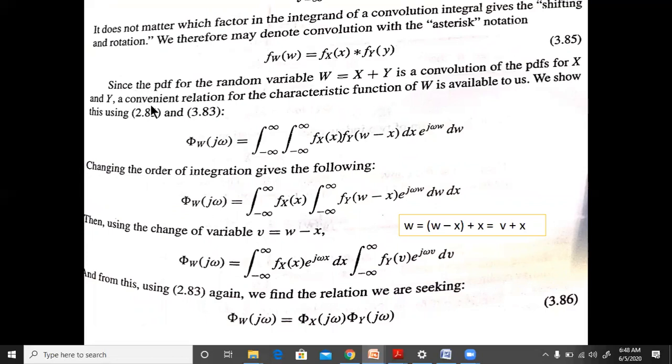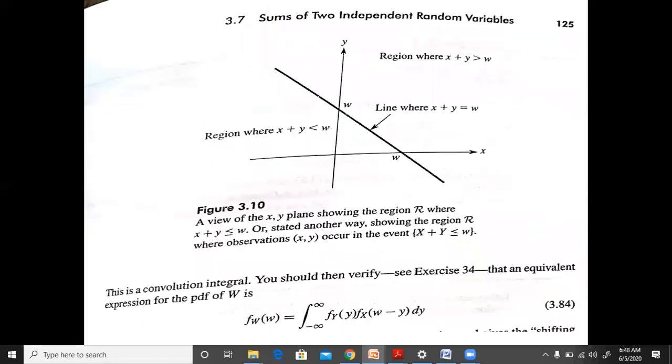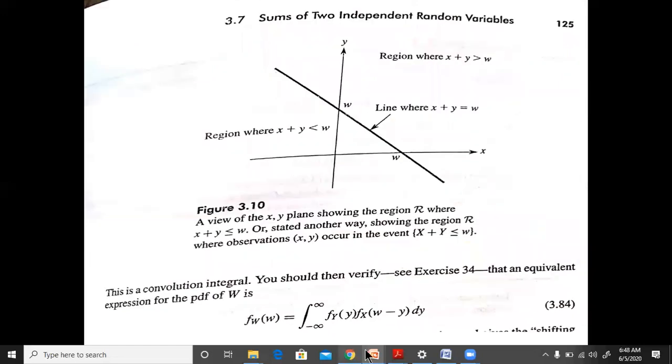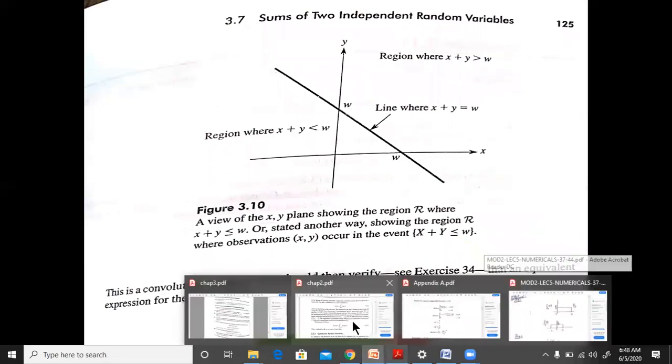A convenient relation for the characteristic function: we can try to write the relationship for the characteristic function of W like this, using the relation which is 2.38, and we can put 3.83 into that, 3.83 into 2.38. So let us see what it just corresponds to.